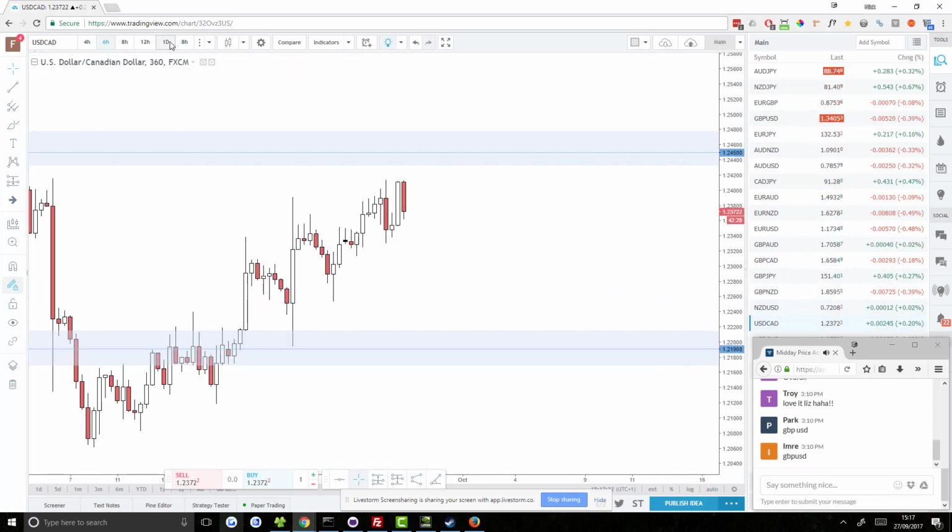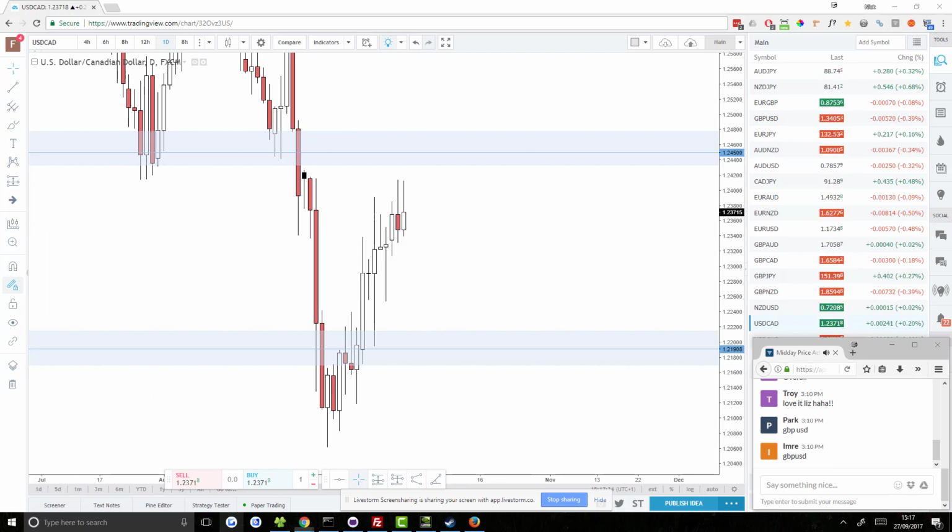Nothing much here. What I want to see with USDCAD is I want to see it move up to this resistance area. If it moves up to this resistance area, we might get a short forming here, but it's not quite there yet.